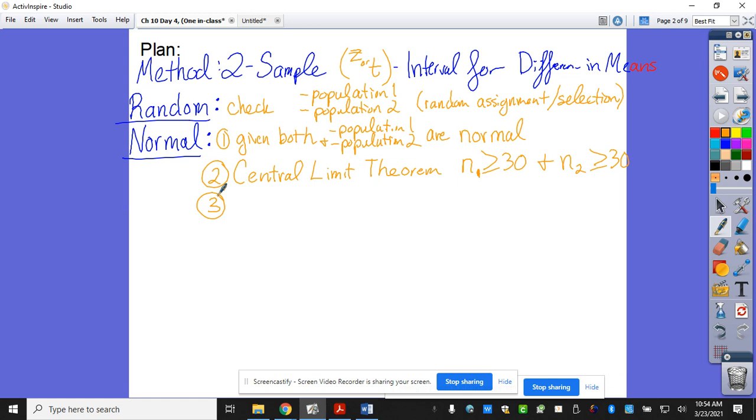What's my third option? Draw a histogram of values. Draw histogram of values. And then I'm showing that I'd have to do it for both.